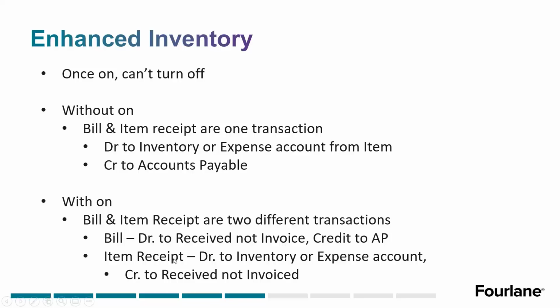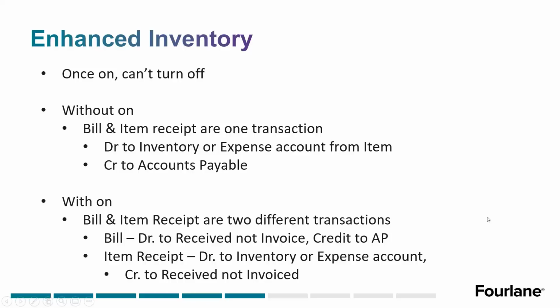Okay, and then when we enter the item receipt, since it's a separate transaction, it debits the inventory or expense account that we have and credits that receive not invoice. So it really takes this same transaction, splits it into two transactions, and creates a clearing account. That's all it does.